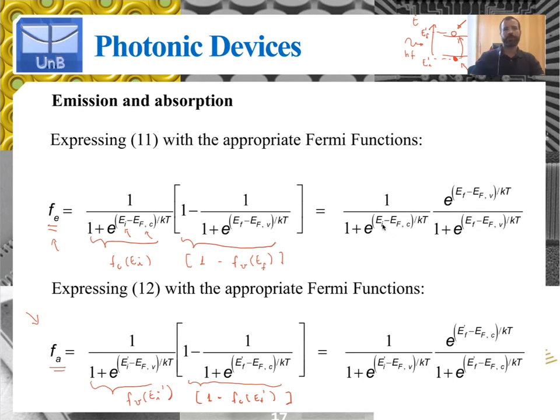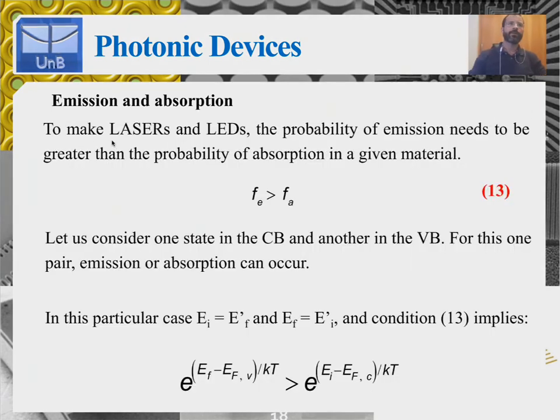Okay, so one important thing to notice here is that aside from the numerator, if you choose the same pair of levels in the conduction and valence band, the denominator is the same. Okay, so this denominator is the same as this one right here. And this brings us to the point that in order to make lasers and LEDs, so light sources, the probability of emission in a given material or device needs to be greater than the probability of absorption. Okay, so because the material needs to emit more light or more electromagnetic energy than it's absorbing.